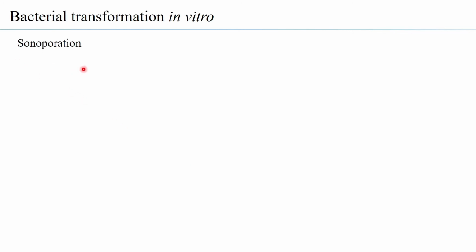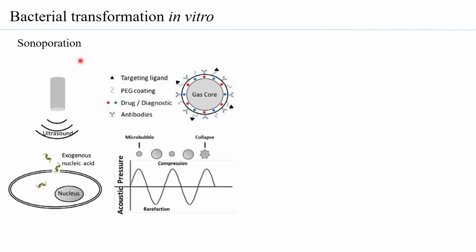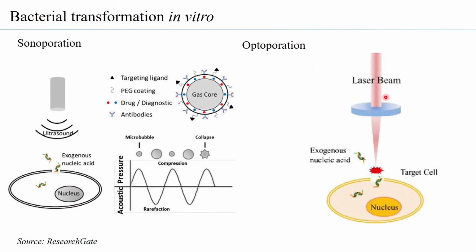Then you have what is called sonoporation. Sonoporation is using sonic waves. So sonic waves are also able to create pores on the wall of the bacterial cell or the non-bacterial cell, and the DNA can enter the host cell through those pores that have been formed. Similarly is optoporation. In optoporation, what is used is a laser beam, and the laser beam is able to again create pores on the bacterial cell or the non-bacterial cell. An exogenous nucleic acid can enter the cell through the pores that have been created because of the treatment or subjection to the laser beam.